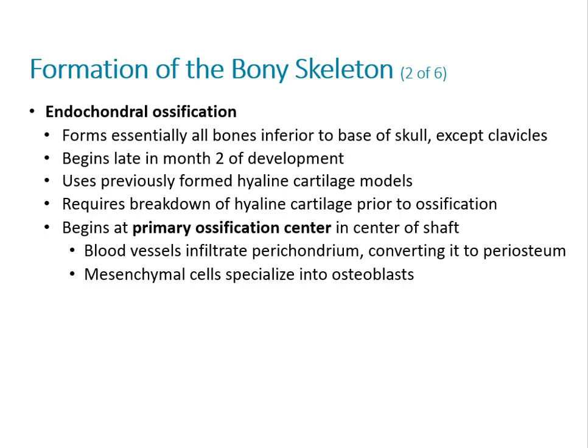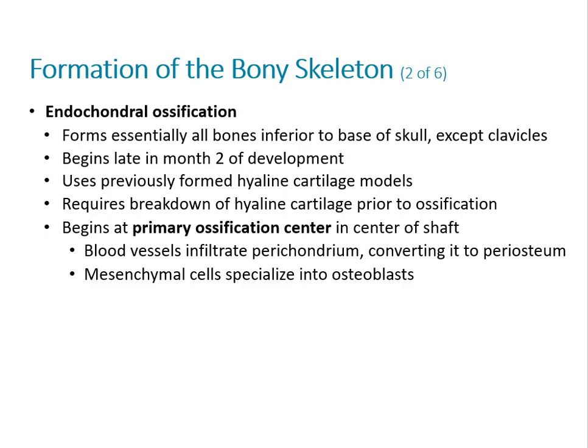So it forms essentially all bones that are inferior to the base of the skull, except your clavicles, which are known as your collarbones. It begins in month 2 of development before you're born and uses previously formed hyaline cartilage models to make bone. And so that requires the breakdown of the hyaline cartilage model prior to bone formation. So that begins at the middle of the bone, at the middle of the shaft of what at first is hyaline cartilage. And this location is called the primary ossification center.